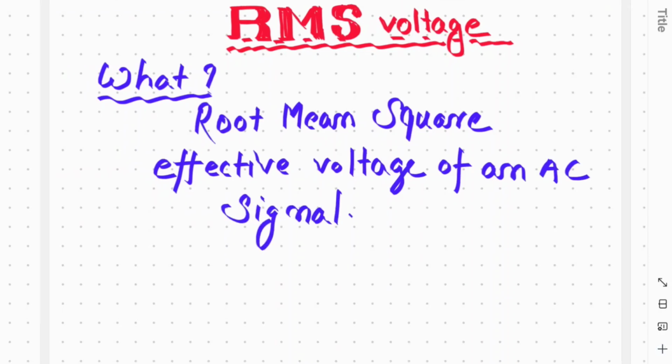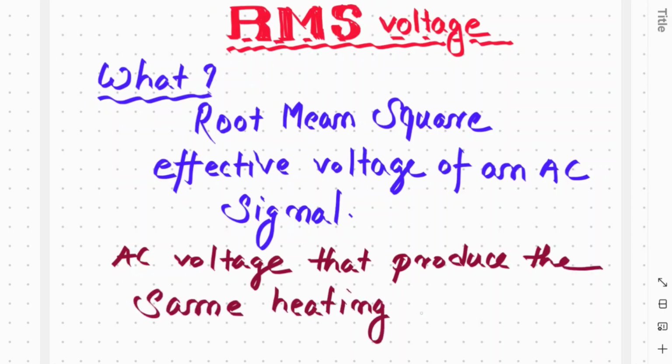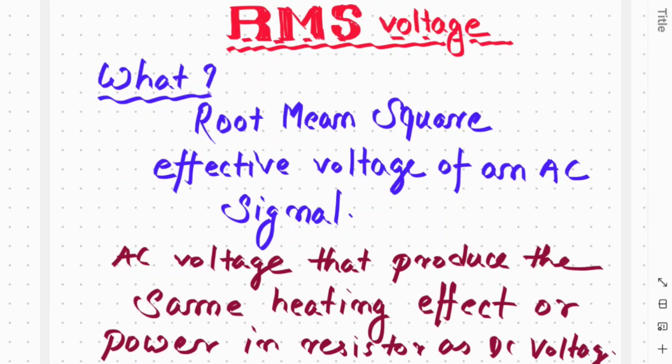In simple language, RMS voltage is the AC voltage that produces the same heating effect or power in a resistor as a DC voltage. So this is the simple definition of RMS voltage.